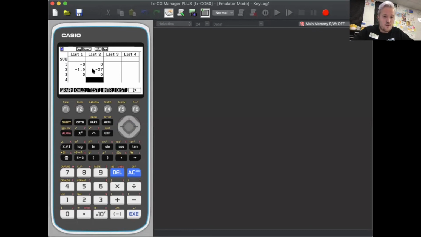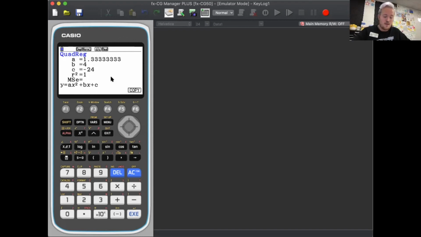All right, now I want to do a calculate. So F2, I'm going to do a regression model, F3, and I'm doing a quadratic equation, so F3. So there's your values. So 1.3 repeating is the same as 4/3, 4 matches, and -24 matches. So we are good to go here. So that's what we're doing.